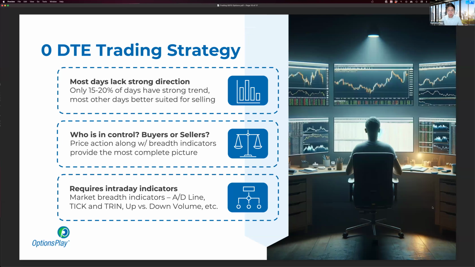But largely when we talk about trading strategy and indicators for trading 0 days to expiration, there's really one primary thing that we're trying to determine, and that's who is in control, buyers or sellers. Price action alongside the breadth indicators will provide us with the most complete picture of who is in control. That is what we're trying to determine in the morning, preferably in that first hour or so, using these indicators to get a sense for whether anyone has control. And if not, look at option selling strategies.